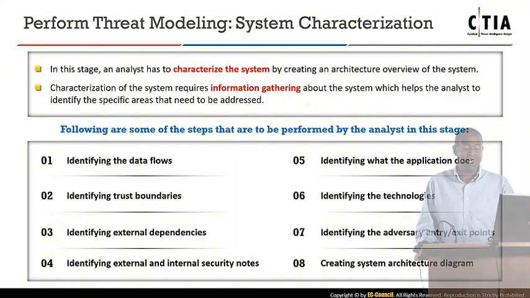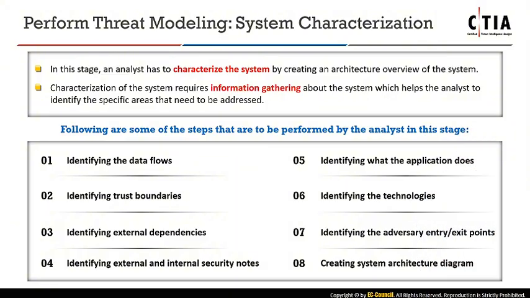Number five is identifying what the application does. We want to know what each application in the organization does, each application on specific servers, etc. A lot of times this can be difficult because there are legacy applications on systems. Number six, identifying the technologies. Over time, we'll see a drift in technologies, and we want to identify which ones are being used and which ones are currently not being used.